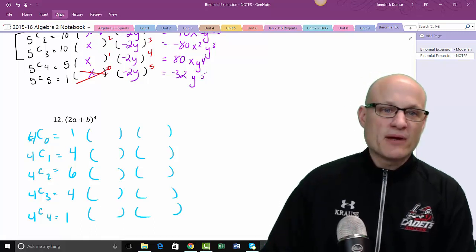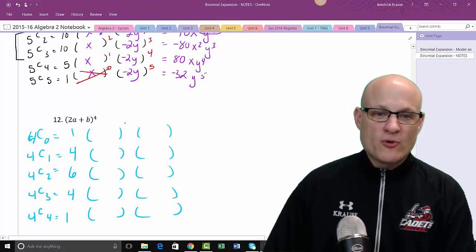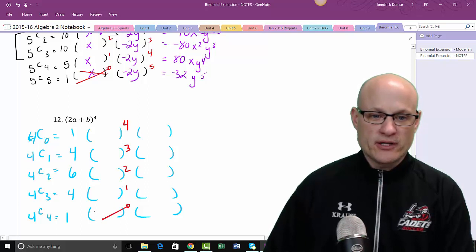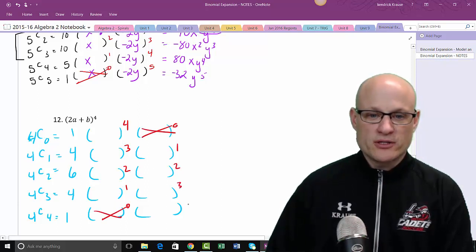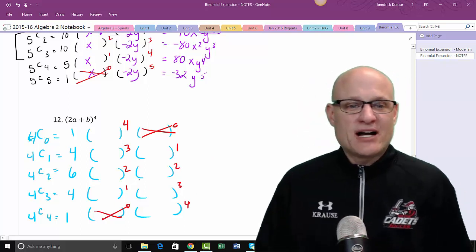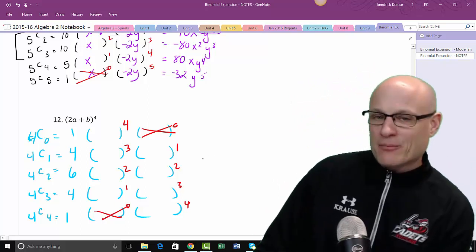Take out my red pen for my exponents. 4, 3, 2, 1, 0. Don't need it. 0. Don't need it. 1, 2, 3, 4. First one goes up or down. The second one goes up. Now, if you ever screw that up and do it backwards, it's not a big deal.